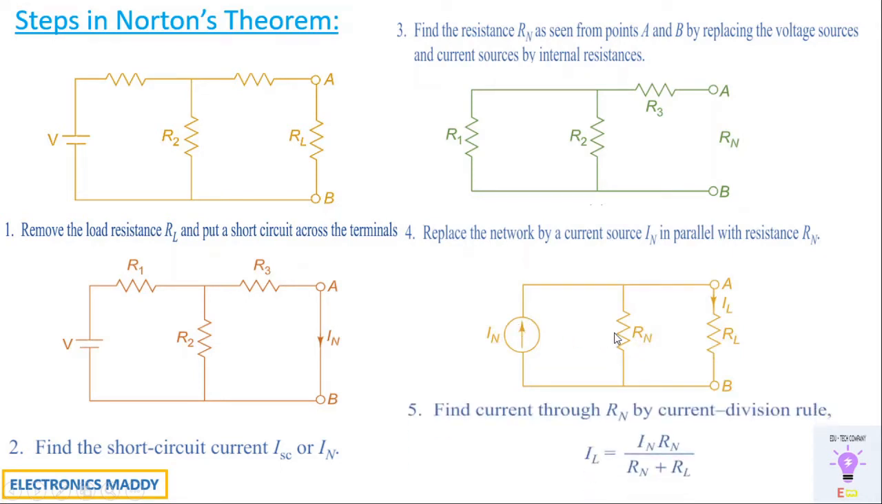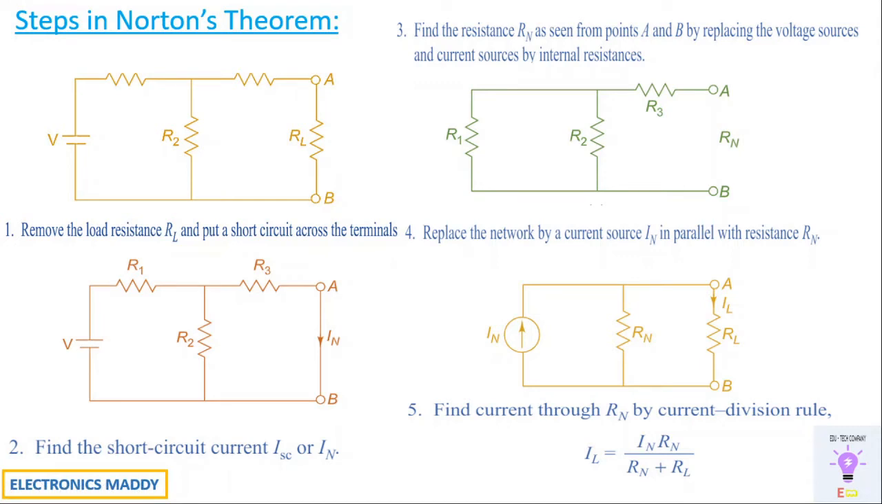Once that is done, we can find the value of current flowing through RL using the current division rule. That is IL is equal to IN into RN by RN plus RL. So the current flowing through this branch can be determined by the main current, multiplied by the resistance of the opposite branch, that is RN, divided by the sum of the resistances that are in parallel with each other. So these are the steps that are involved. These are standard steps that will be followed throughout all the problems that we are solving.